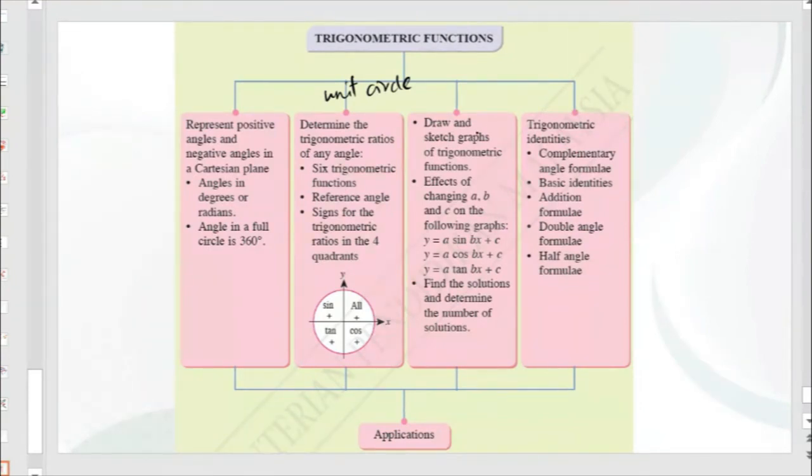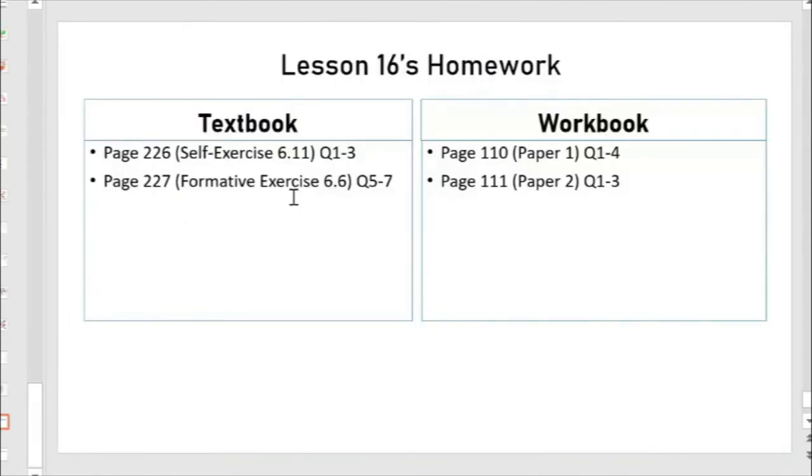Yes, of course, tomorrow we will have a topical test about this. Draw and sketch. Okay, draw and sketch. Then how do we apply this? But before you know how to apply this, of course, you have to have the basic knowledge about all of this. So that's all I want to teach you today. And this is your homework today. Okay.